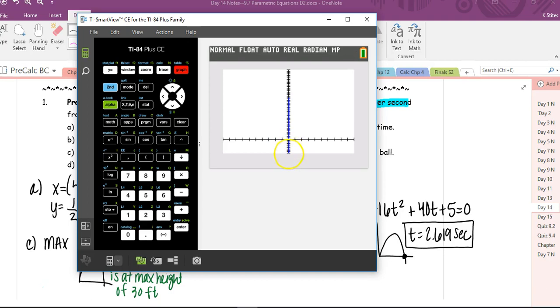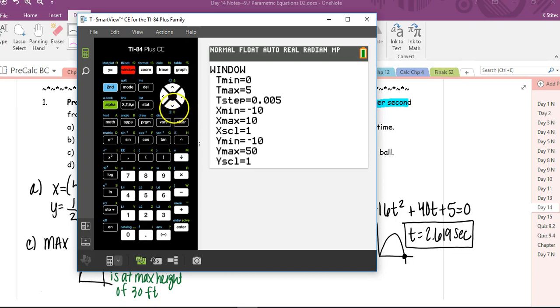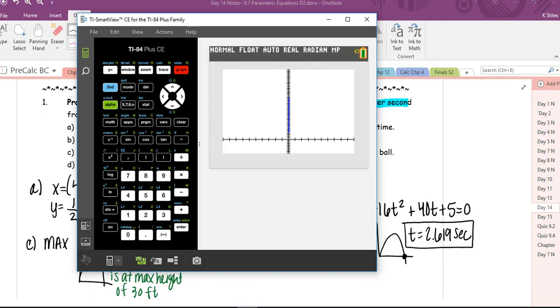And notice it goes past the x-axis because we have this going for 5 seconds, and your calculator doesn't understand that the ball would hit the ground and then just stop, so it's burrowing into the earth. If you go ahead and change your Tmax to 2.619 seconds, it would stop right at the x-axis. See? Because that's where it hit the ground. So you just have to change your t to see how much of the picture you actually get.